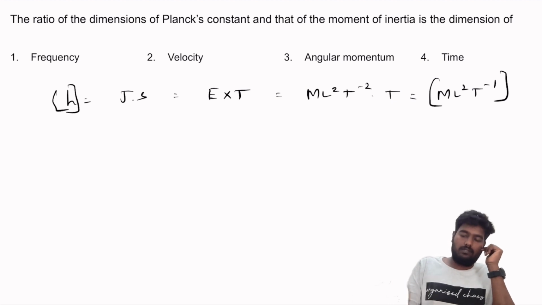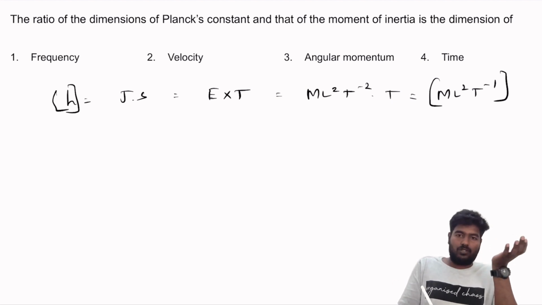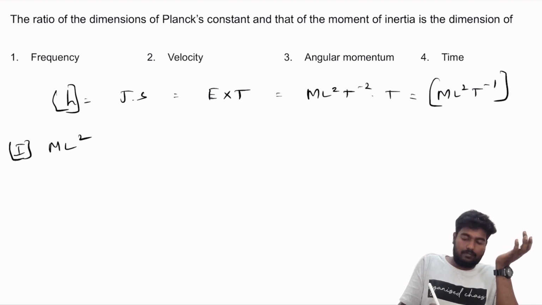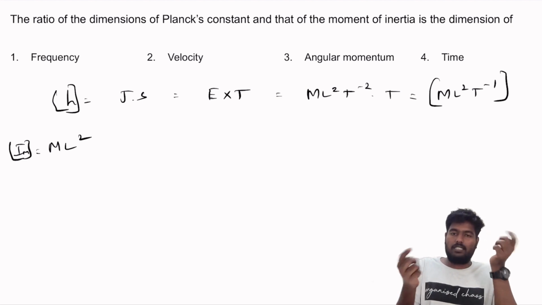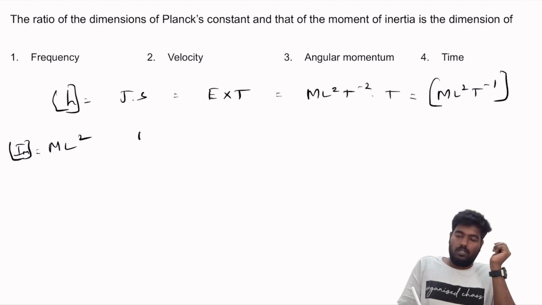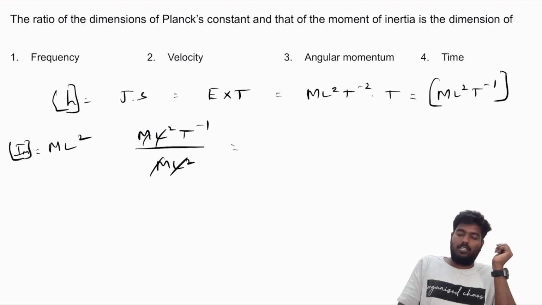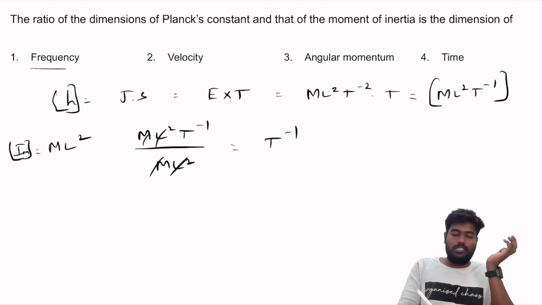Moment of inertia is MR square, so ML square. So that's moment of inertia. Okay. So we have to divide Planck constant by moment of inertia. So ML square T power minus 1 divided by ML square. So you will get T power minus 1. So T power minus 1 is frequency. That's your answer.